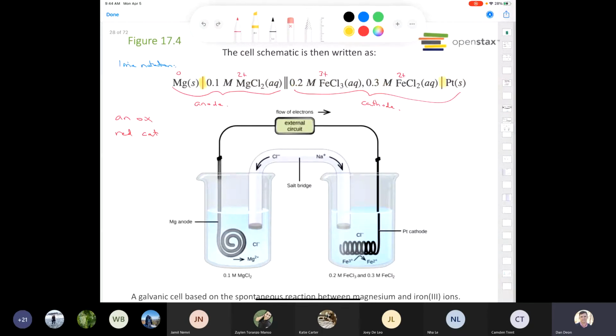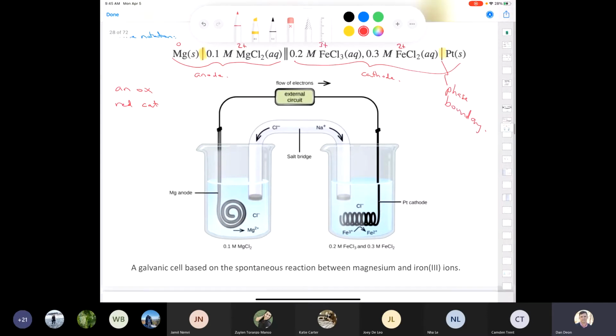But then the interface between the aqueous and solid phase is represented by this line here, and then we put the platinum or the inert metal on the end like that. So that represents the electrode, where the reduction is occurring, where the electrons are flowing through. And then this line here represents the phase boundary. So our phase boundary. All right, there we go.